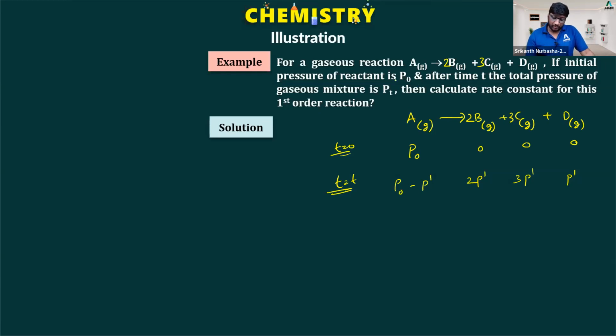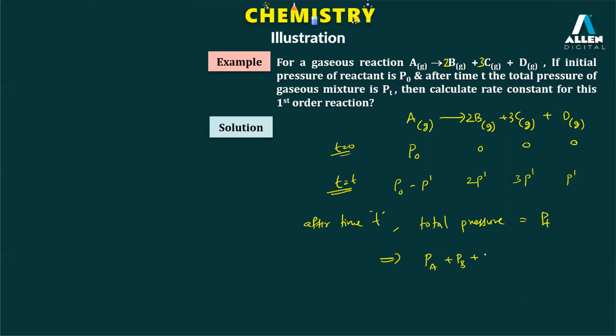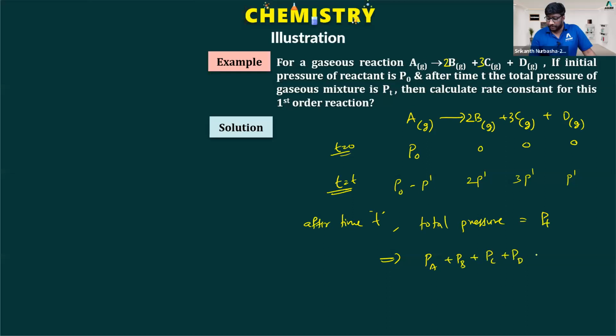And what they are saying is, if the initial pressure of reactant is P naught and after time t the total pressure of the gaseous mixture is Pt. So after time t, total pressure is equal to Pt. What is total pressure? Pressure due to A plus pressure due to B plus pressure due to C plus pressure due to D, that is equal to Pt. What is the pressure due to A?